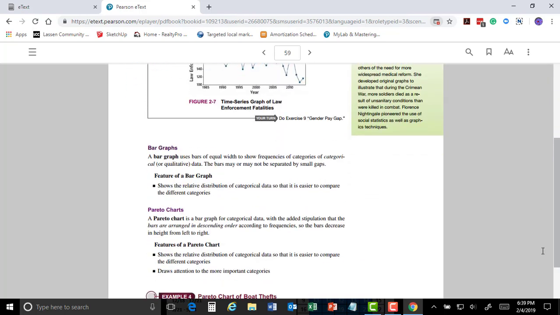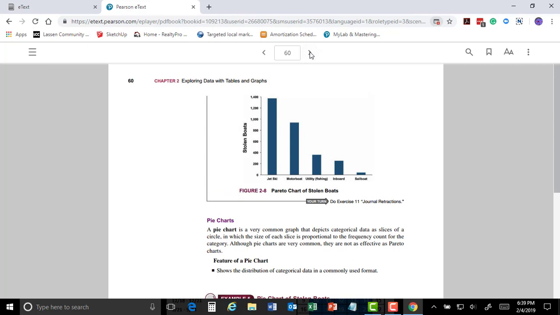Okay. Bar graph, Pareto graph. These are just different types of graphs. Pareto, these are categorical, right? Some data is categorical. You don't have numbers to split up. You have a comparison of jet ski, I guess this is what's been stolen. What's most likely to be stolen? Is that okay? All right.